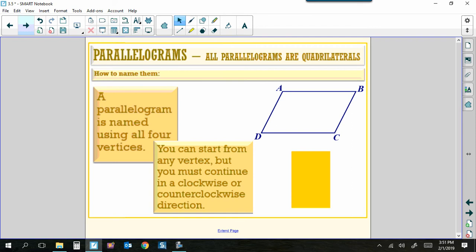To name a parallelogram, you're going to use all four vertices, and you're going to start at any vertex you'd like and then go clockwise or counterclockwise around the shape. So for this one here, you could name this as ABCD or ADCB, depending on which direction you decide to go in.